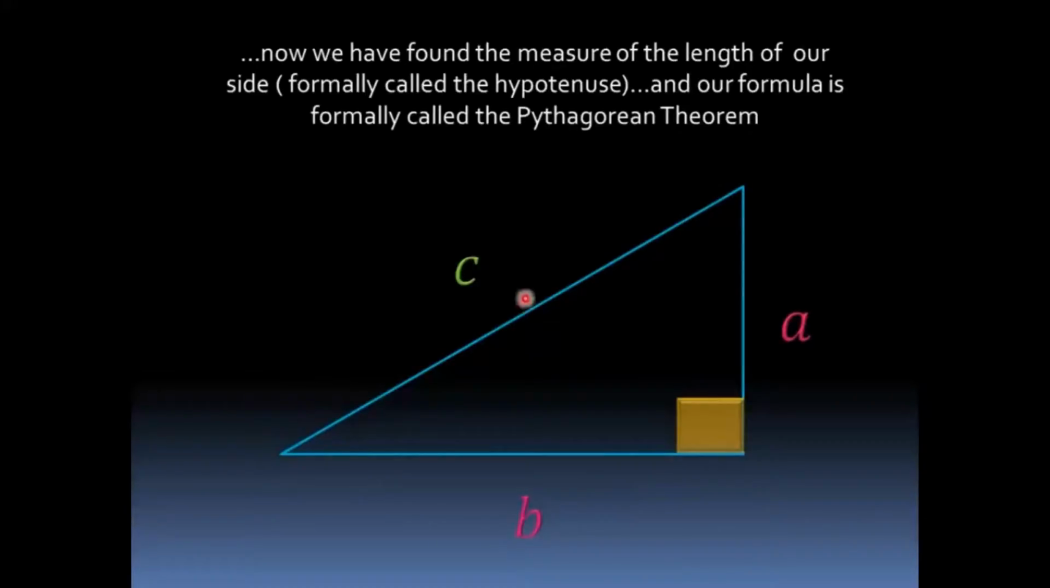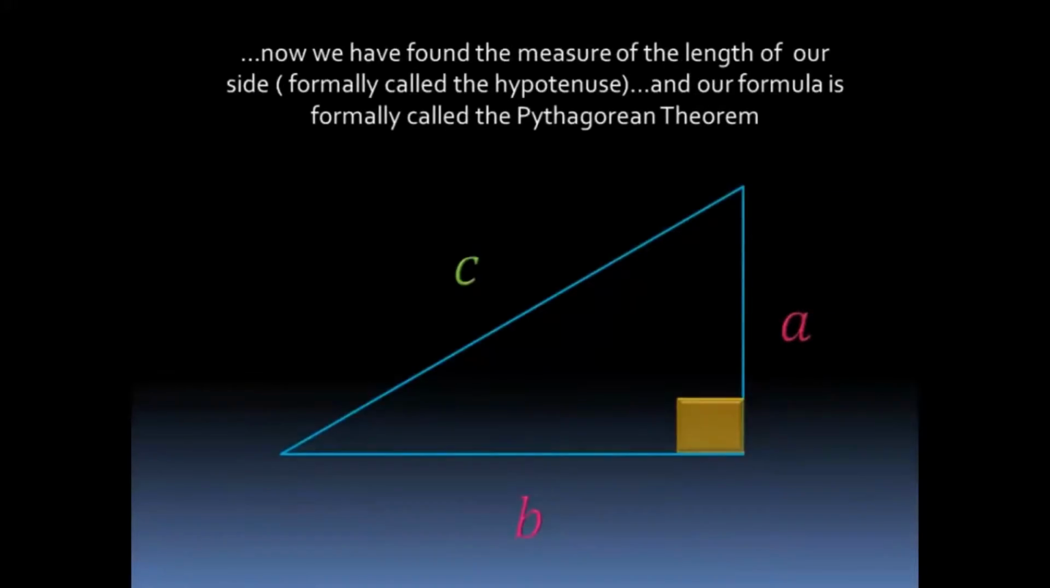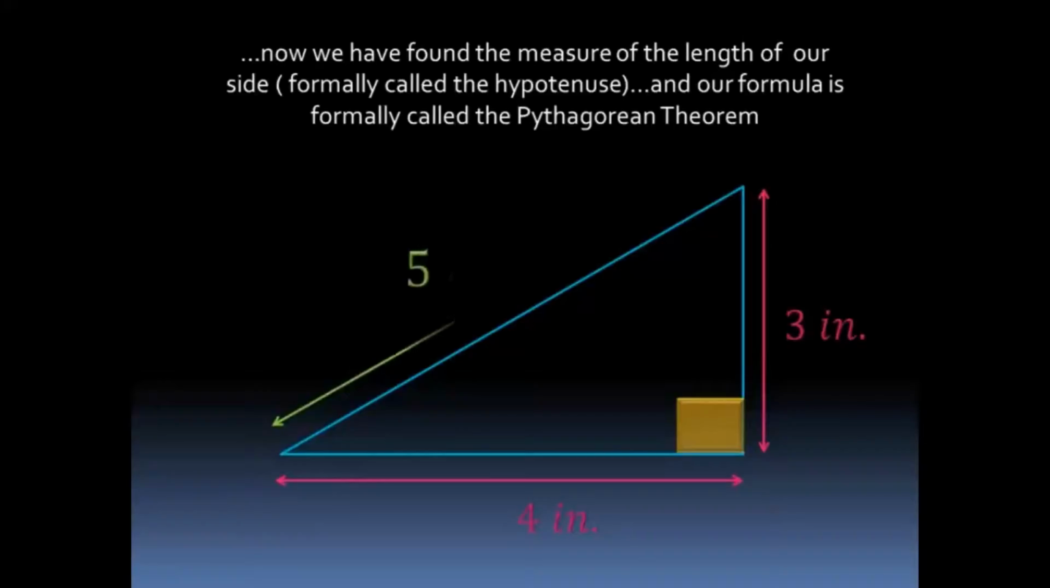The side C has a fancy name. It is formally called the hypotenuse. And our formula that helped us find the measure of this side is formally called the Pythagorean theorem. What we have found is that if A is equal to 3 inches and side B is equal to 4 inches, then side C, the hypotenuse, must measure 5 inches.